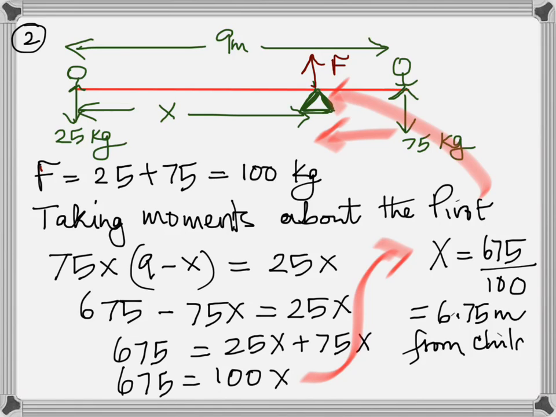From the child, of course. When you give the answer, you have to give that, depending on how you took x. You could have taken it from the person. You would have got 9 minus 6.75.